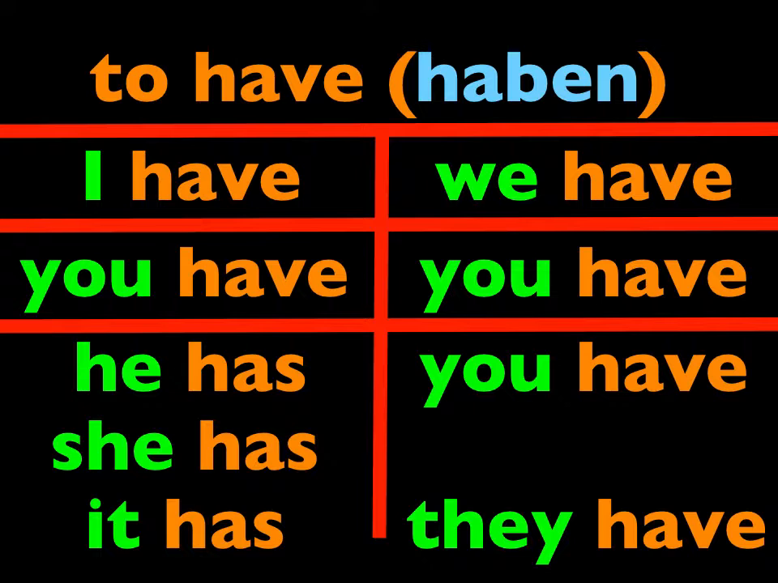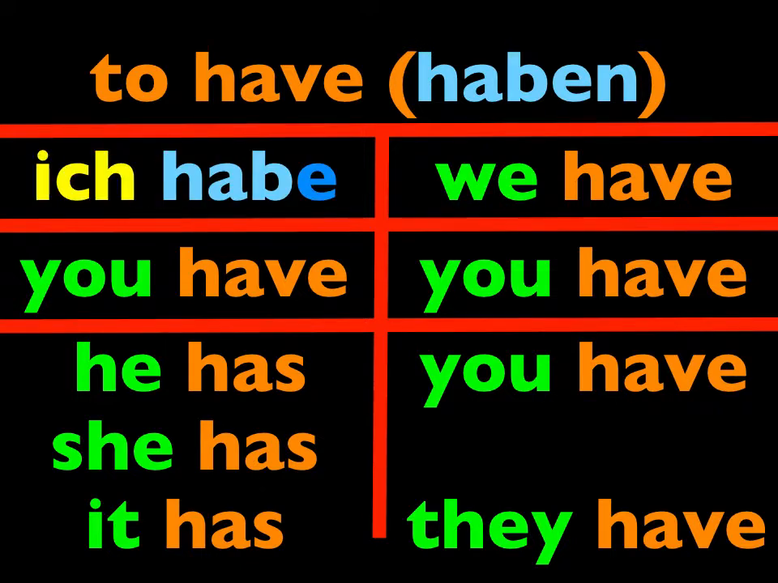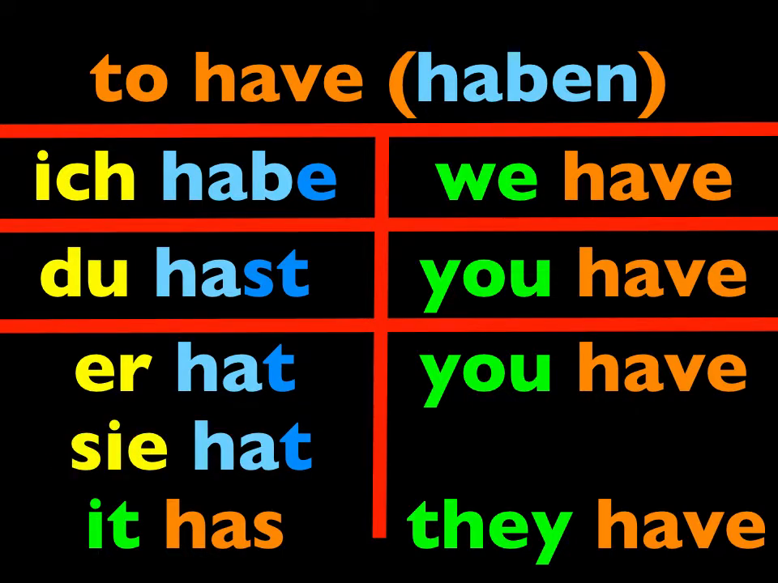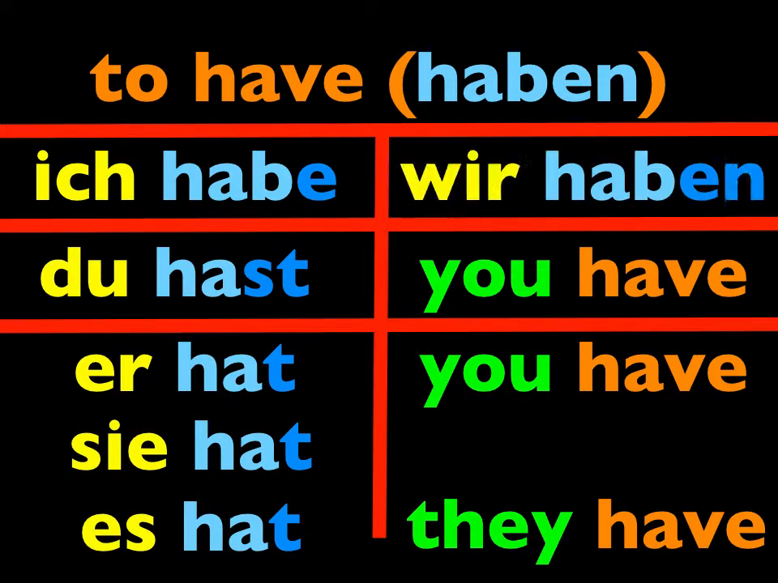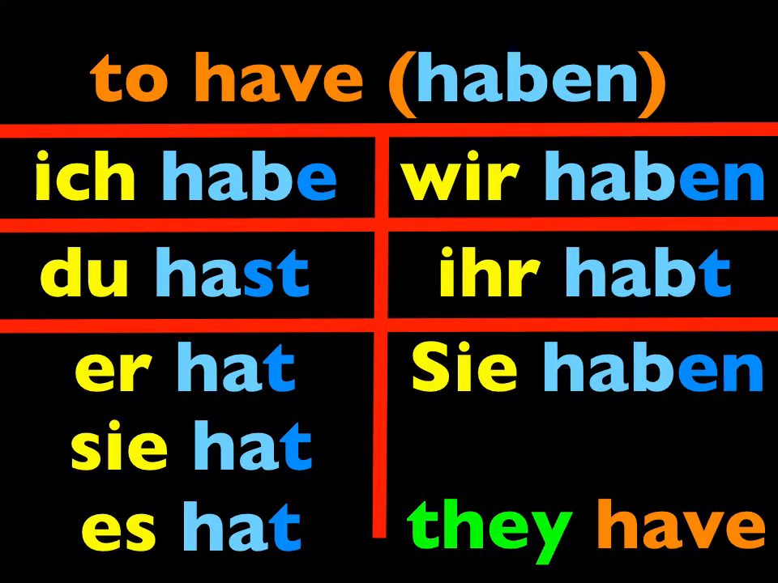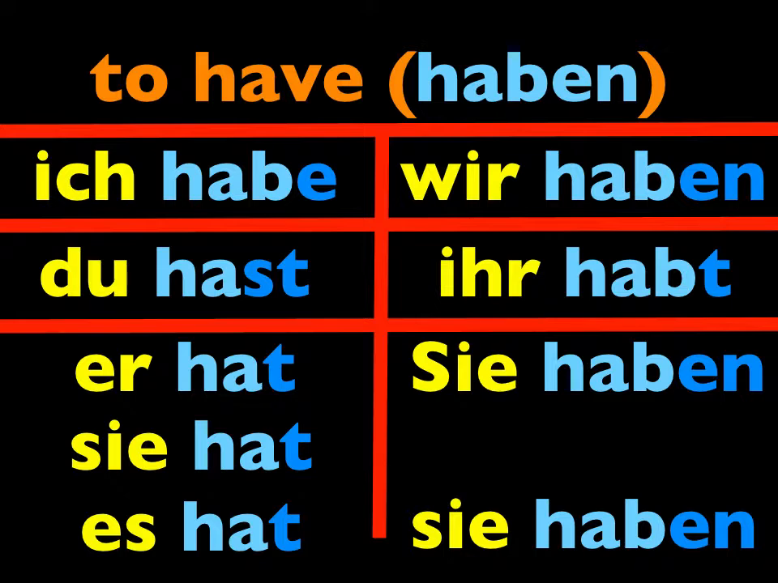Good. Now repeat the forms of the verb to have, which is called haben, to have. Repeat each form after me. Ich habe. Du hast. Er hat. Sie hat. Es hat. Wir haben. Ihr habt. Sie haben. Sie haben.